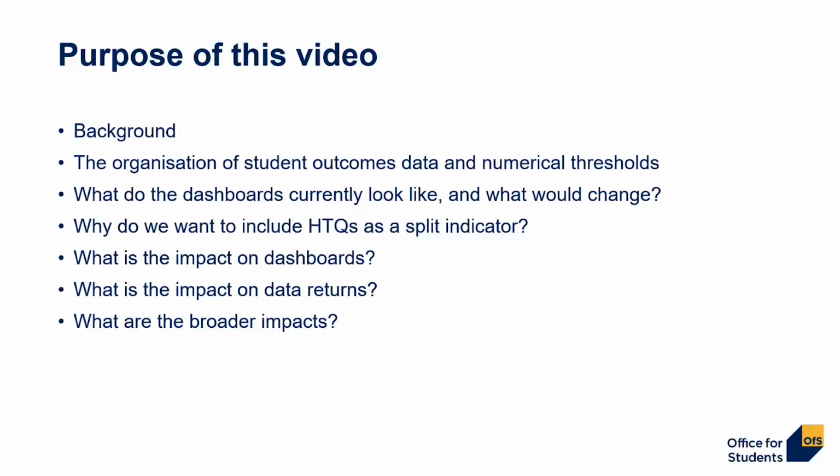This video will outline our proposals, the reasons for them, and what we expect them to achieve. We are going to start with some background, then look at how the OFS organises student outcomes data and uses numerical thresholds, what the dashboards currently look like to give context, and why we want to include HTQs as a split indicator. Then we'll explain how the dashboards would change, the impact on data returns, and the broader implications if we adopt this proposal.